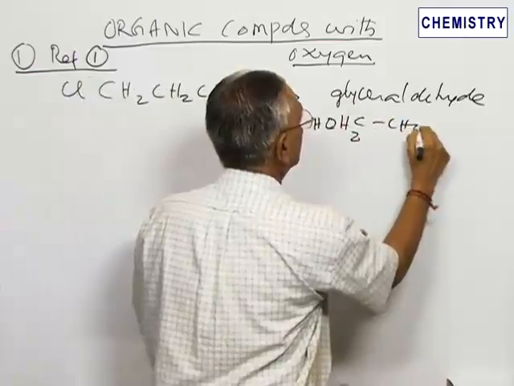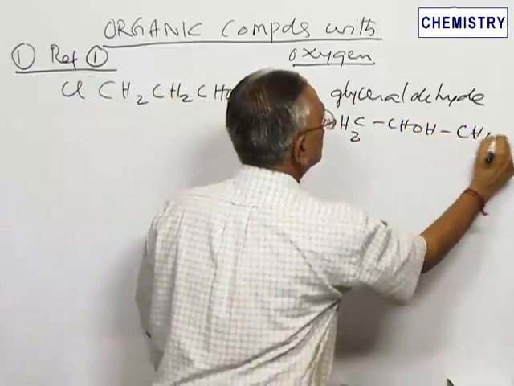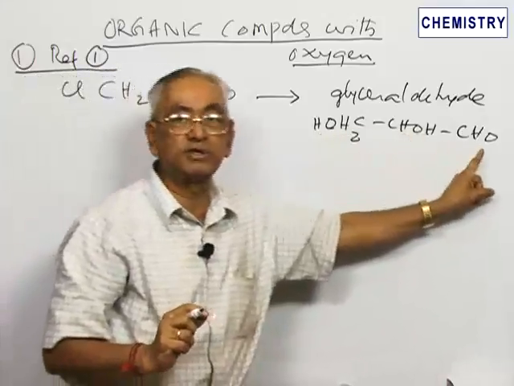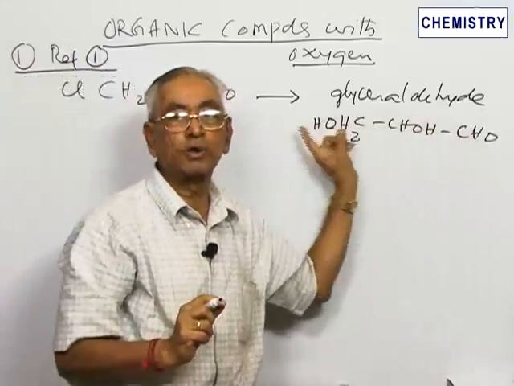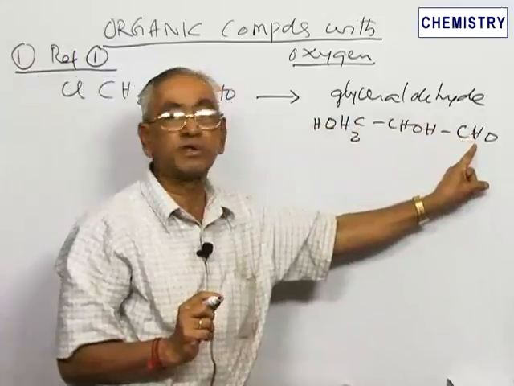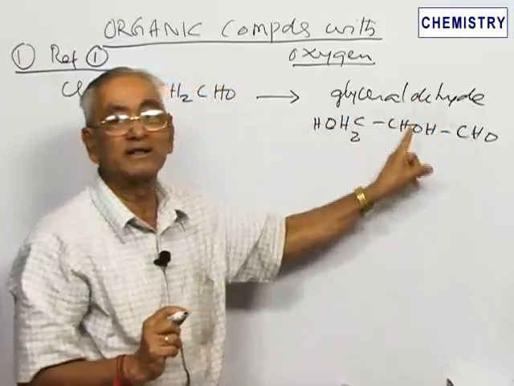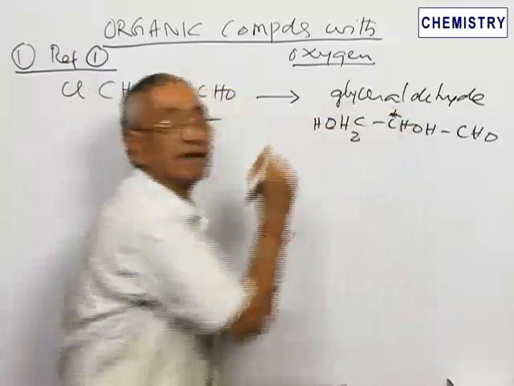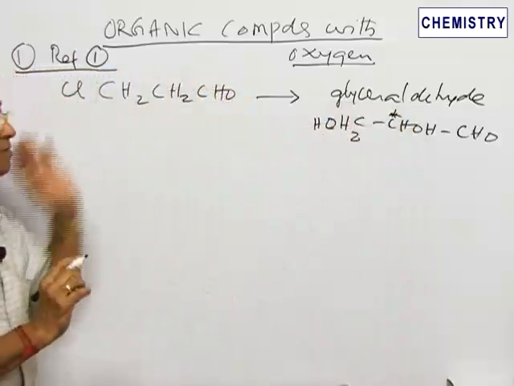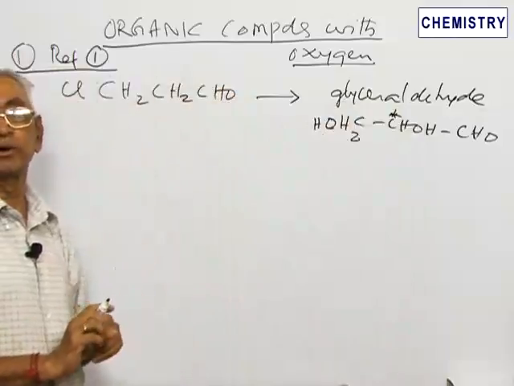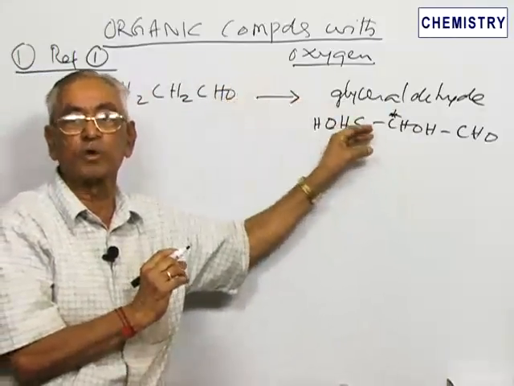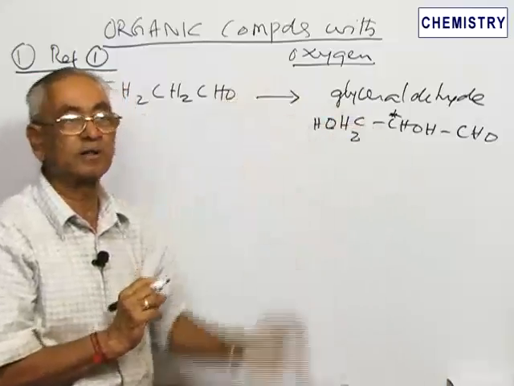Glyceraldehyde is an aldehyde. From glycerol, CH2OH, CHOH, CH2OH, one of the primary alcoholic groups is oxidized to an aldehyde. This is known as glyceraldehyde. This also contains a chiral center; this carbon is a chiral center. This is some basic information about the compound. What we are going to prepare is referred to as the target molecule.